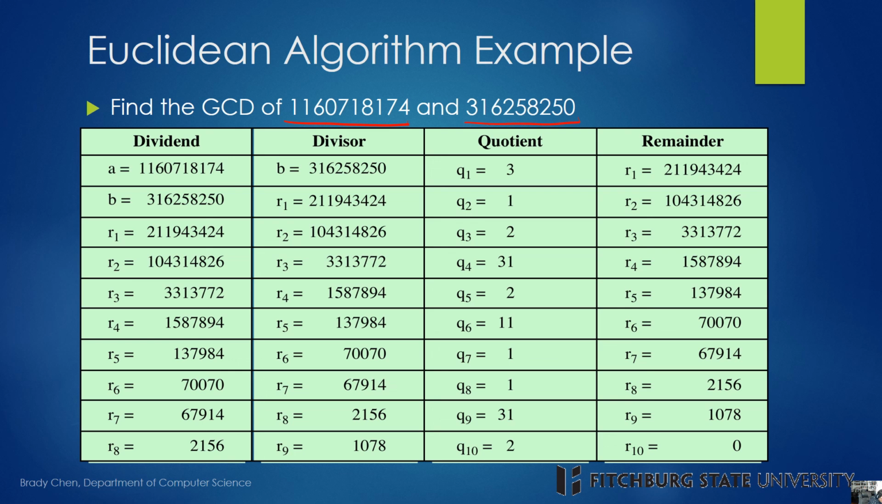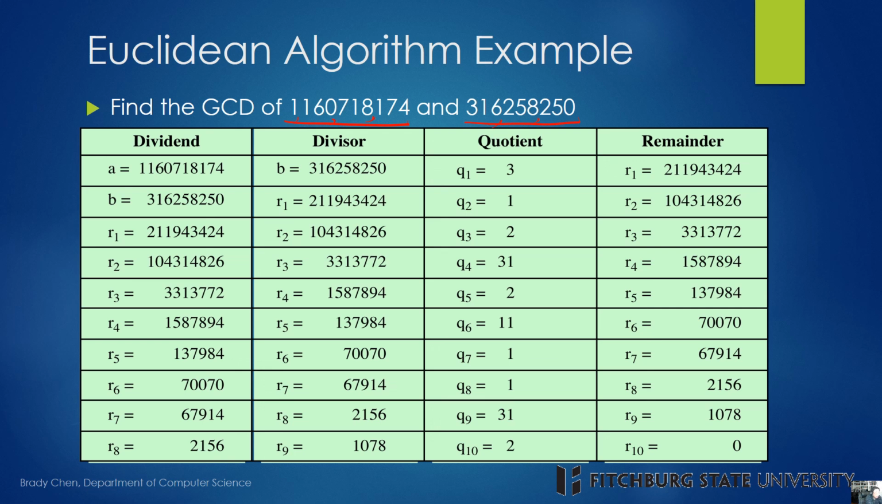That's a big number, right? So if I just put the commas here, here, and here, it looks like that's 10 billion or 1 billion something. That's a big number. I think that's 316,258,000 and 250. That's a huge number. Now let's find the greatest common divisor of these two numbers.